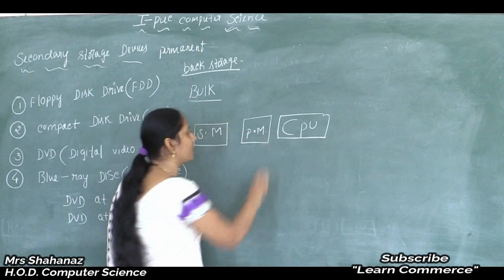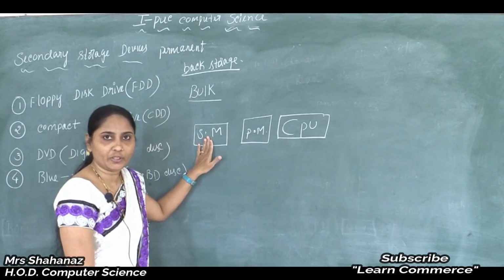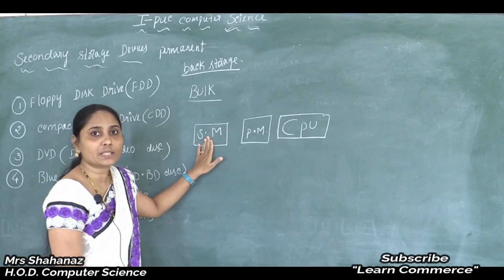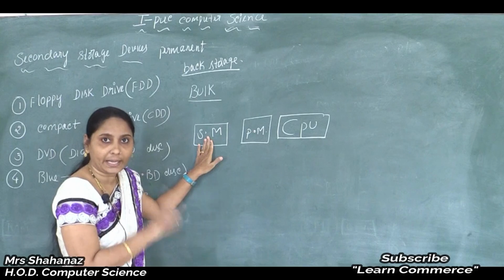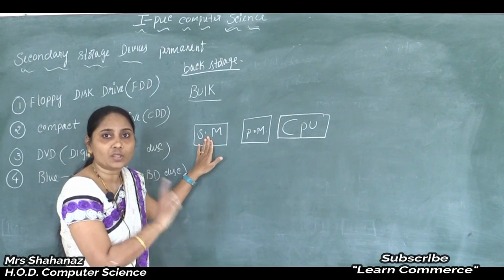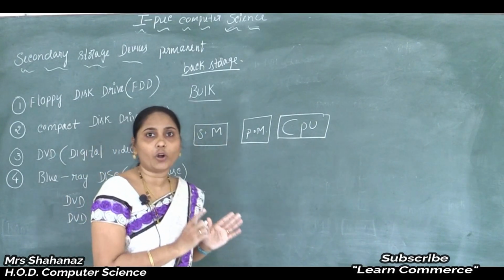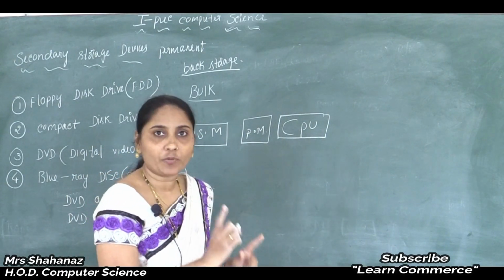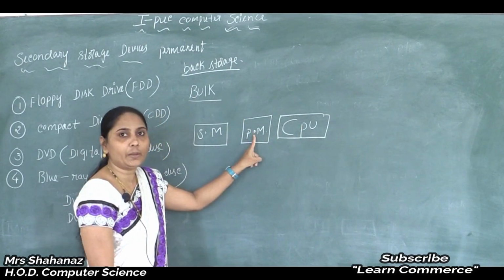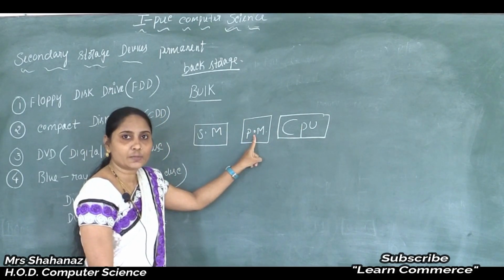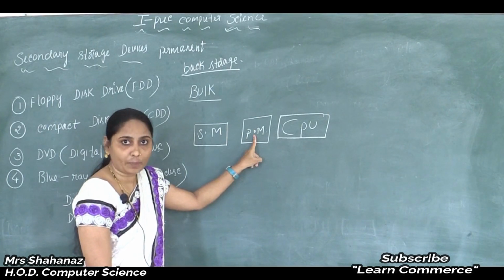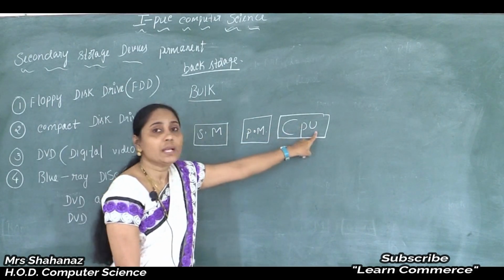So clear this point here. The CPU is not going to communicate directly with the secondary memory. Whatever the processing is, or if you want any kind of result, first of all the CPU is going to communicate directly with the primary memory only. So clear this point here. All the data is routed from the primary memory to the CPU only.